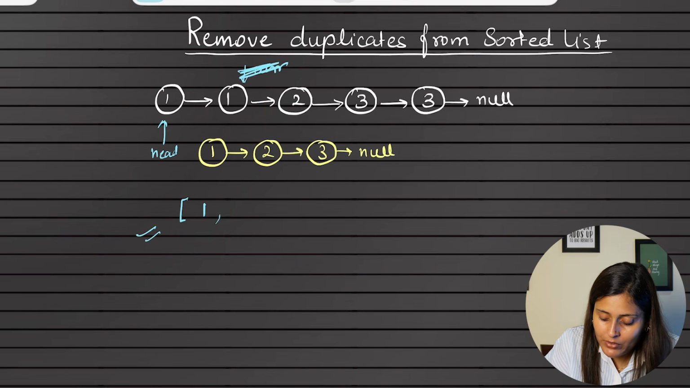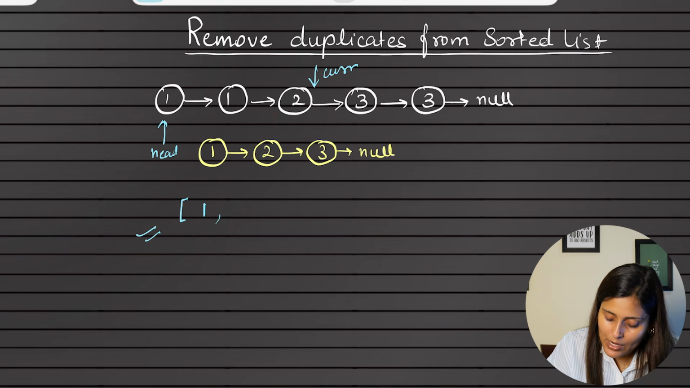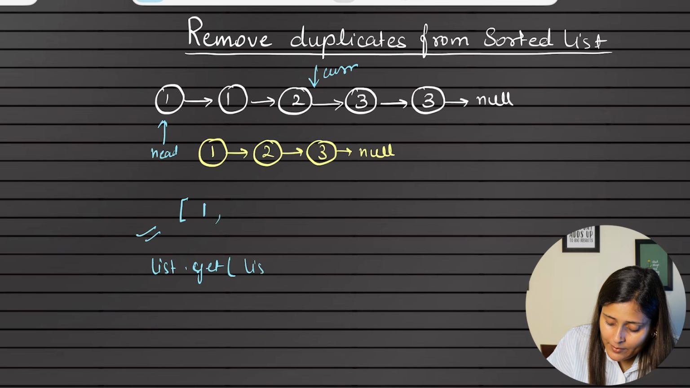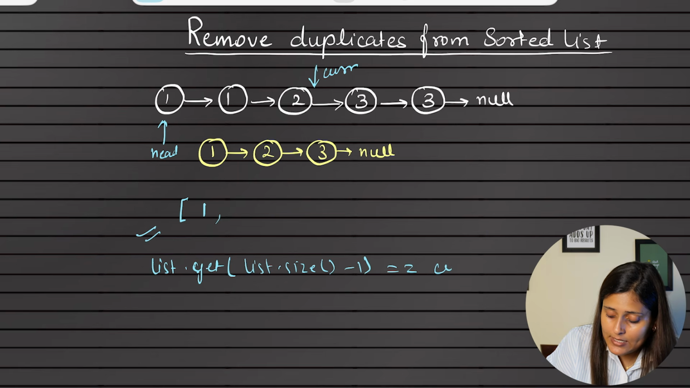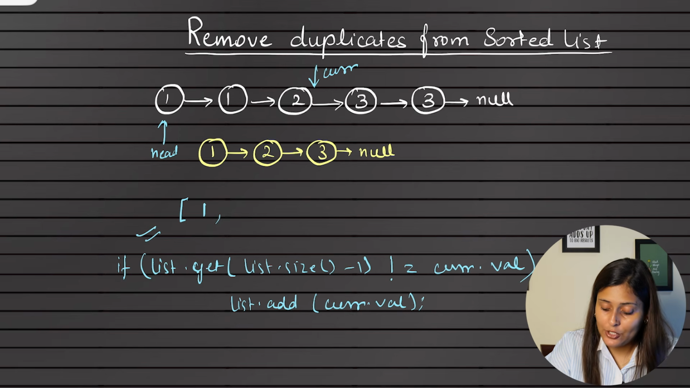So now what we will do? We will move the current ahead at 2. Now again, current dot value 2, does it match with the list's last index? So for the last, how can we do that? We will say list dot get last element, meaning list dot size minus 1, the last index. If this is same with current dot value, don't add. Means if this is not same, then only add. So if this is not same in our list, we will add current dot value. Very simple. Correct? Yes. So now we will add 2.